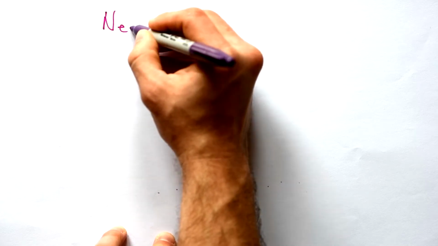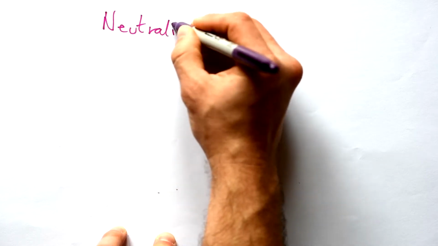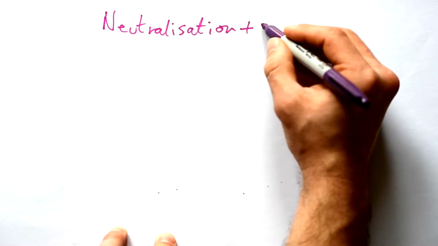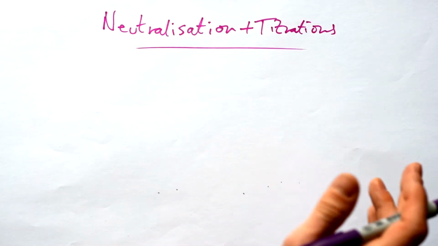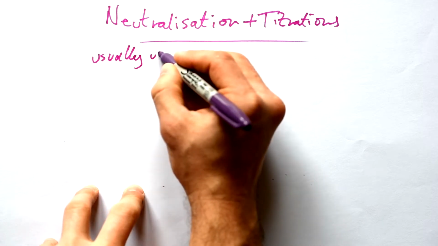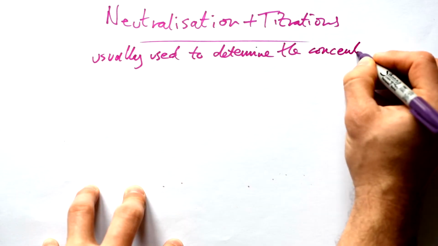All right, let's have a look at titrations. Now, titrations are usually done with neutralization reactions. So that's what we're going to be looking at today. So what's it used for? It's usually used to determine the concentration of a solution.